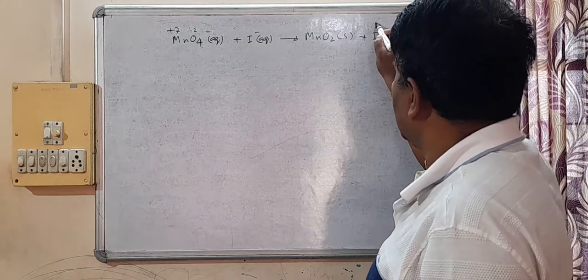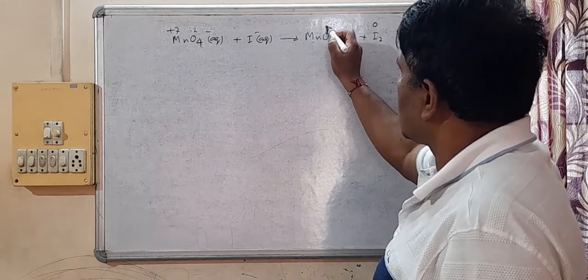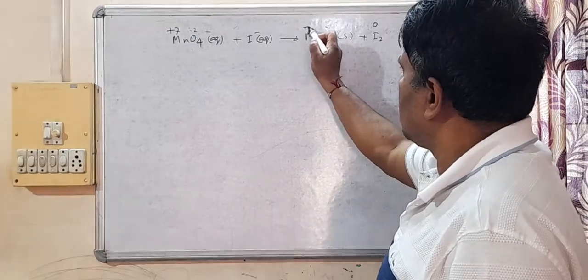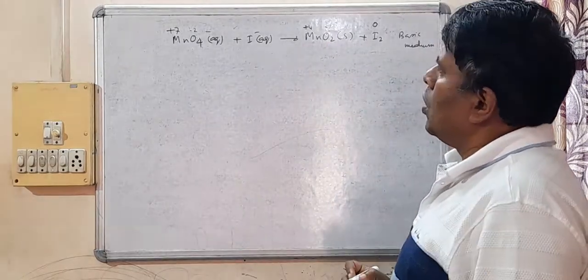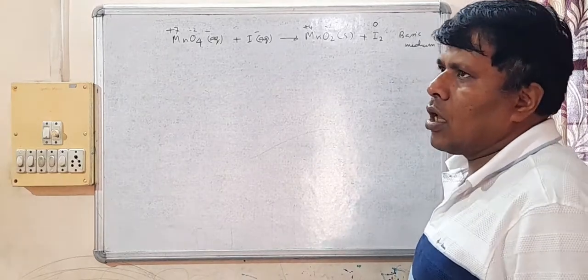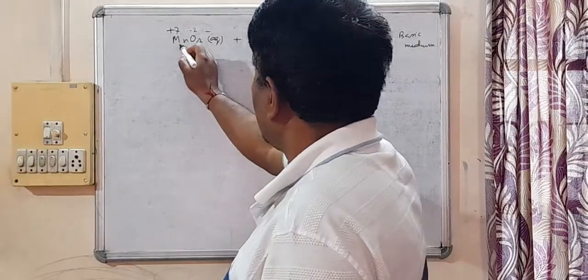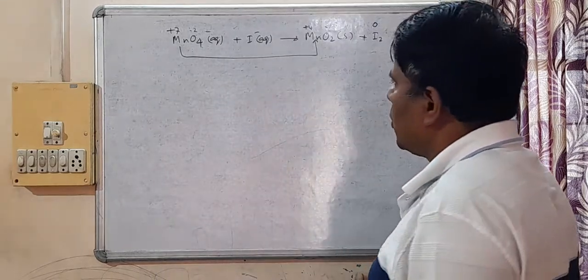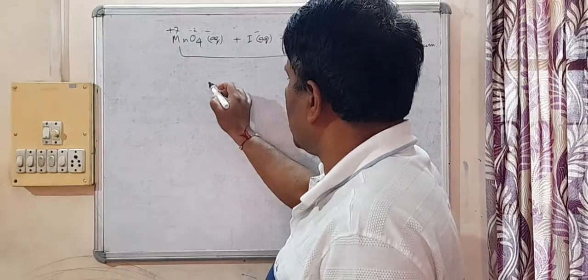I2 free element 0, oxygen -2, and Mn will be plus 4. Yes, so the key element is manganese. Let us write down the half reactions.